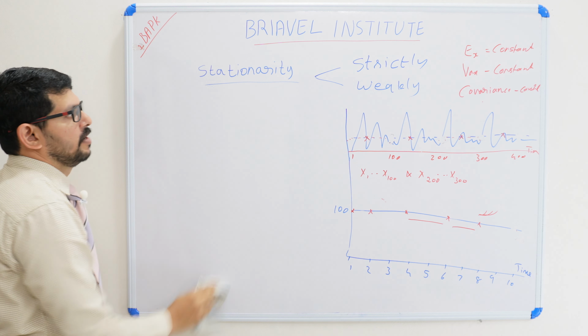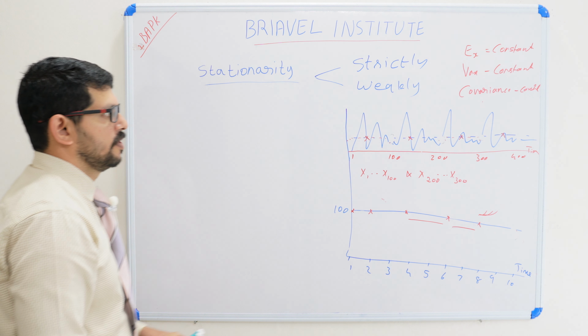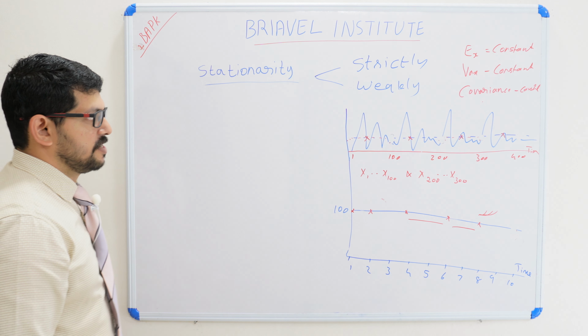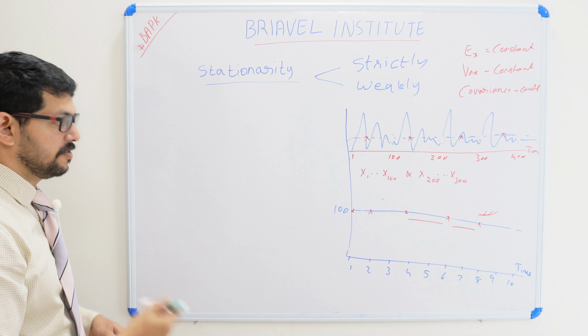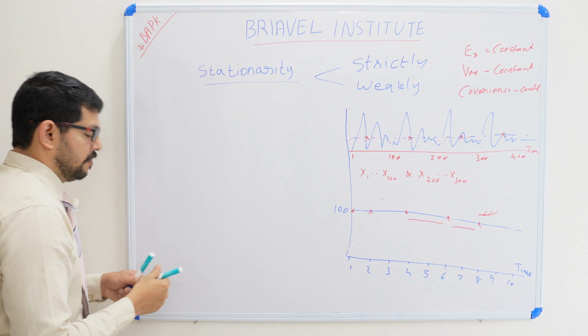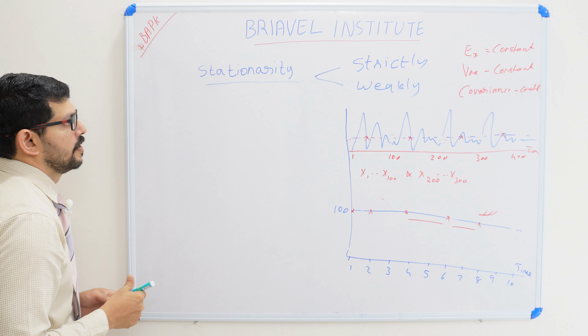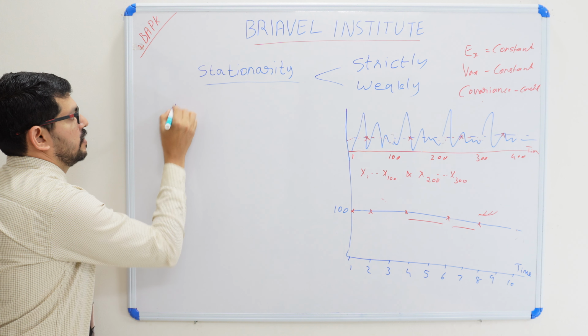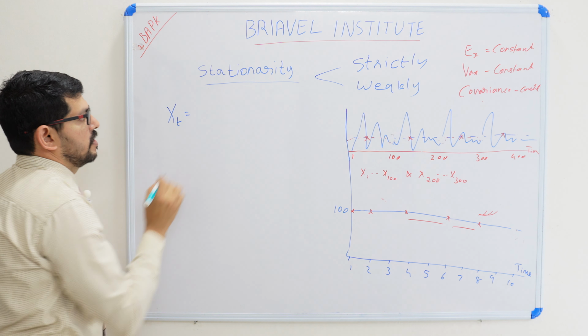We'll do some examples. We'll understand what stationarity is and how to find it out. Once you draw the graph, you understand what stationarity is. Now we will see the equation, and how we'll understand the stationarity. This is one statistical property.